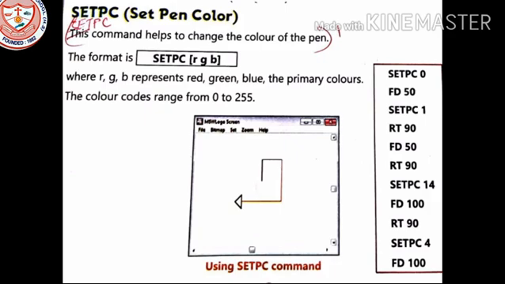Now you can see over here one command is given. Please do practice it. Set PC 0, FD 50, set PC 1, RT 90, FD 50, RT 90, set PC 14, FD 100, RT 90, set PC 4, FD 100 and enter. Now you can see the drawing has come using the set PC command.